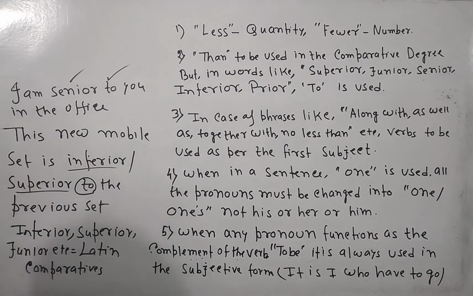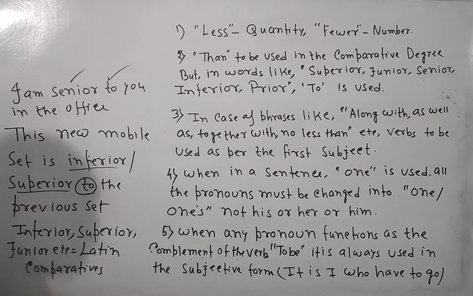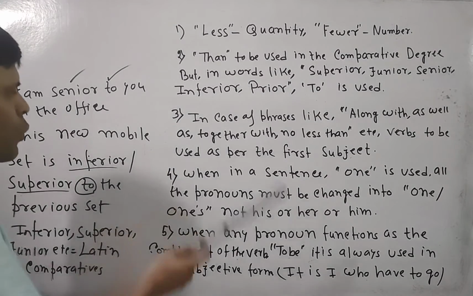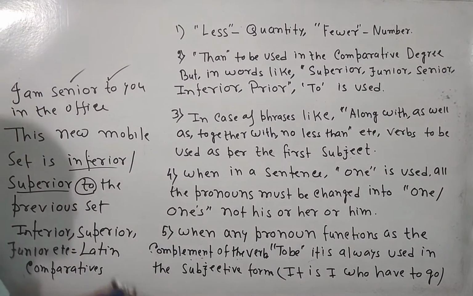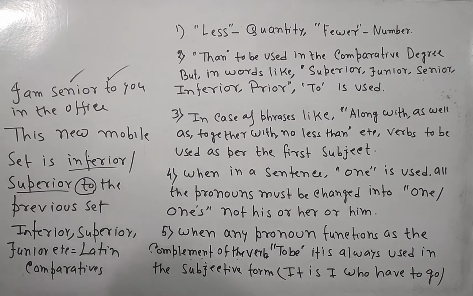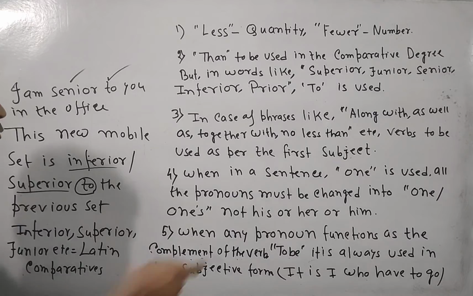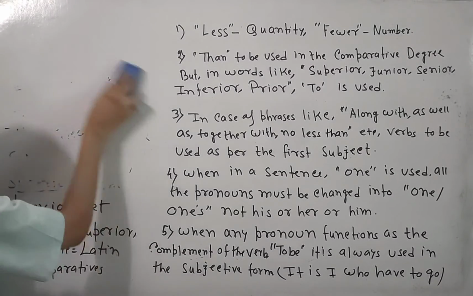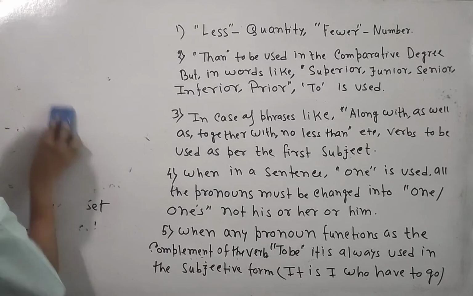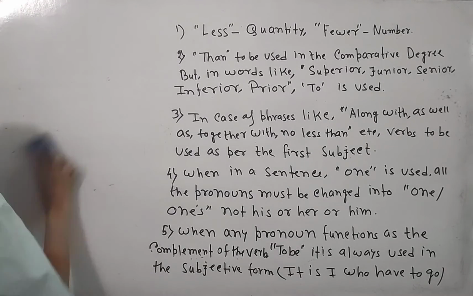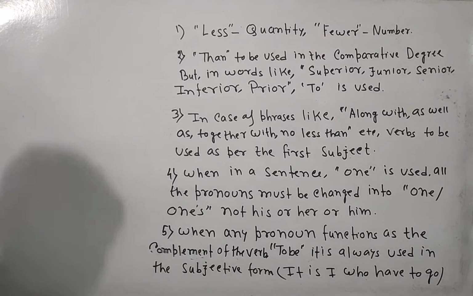Now if I look over the next rule: in case of phrases like along with, as well as, together with, no less than, etc., verbs are to be used as per the first subject. Again I am repeating, verbs are to be used as per the first subject. Now what is the meaning of it? If I write some examples, the things will be easier for all of you.